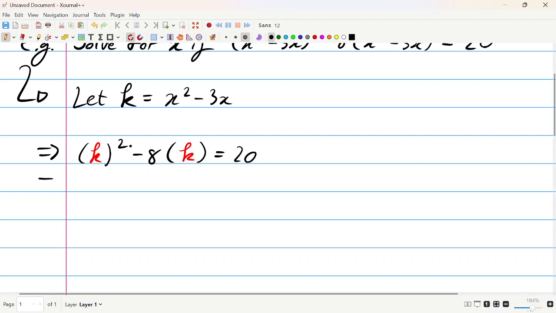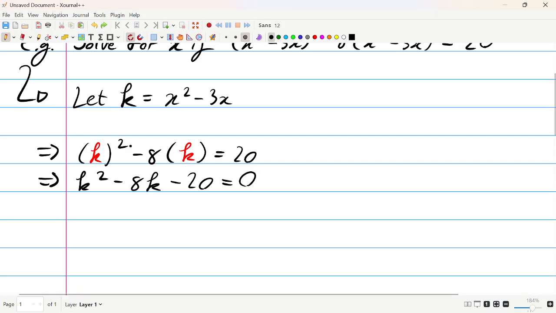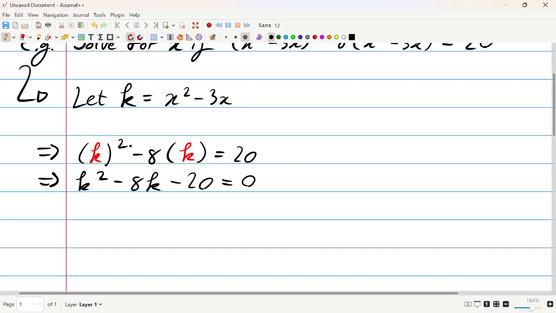So therefore what I'm going to do is stop the color coding. We notice we're going to have k squared minus 8k. And we can actually take the 20 over, because clearly we are solving for x and we have a quadratic equation. Okay. Alrighty. And from here, what are we going to do?